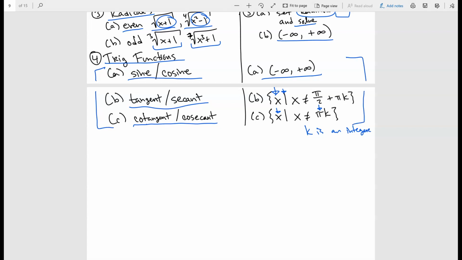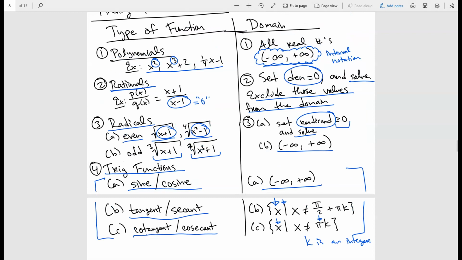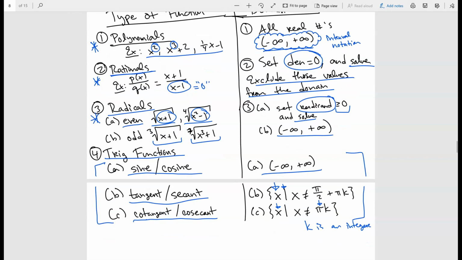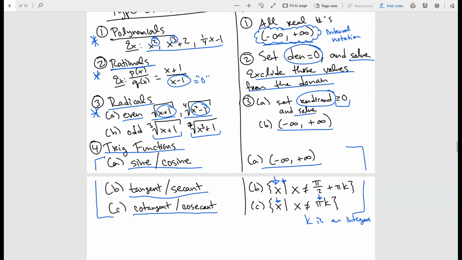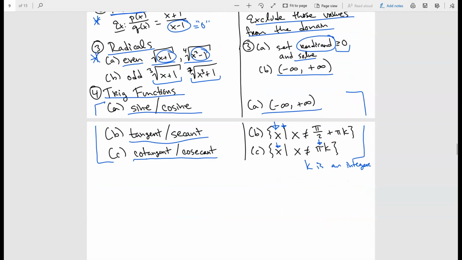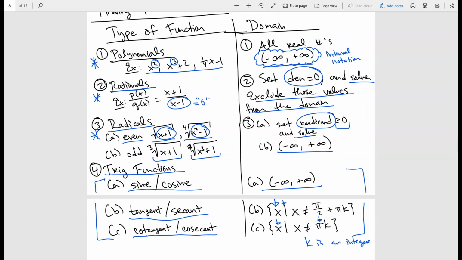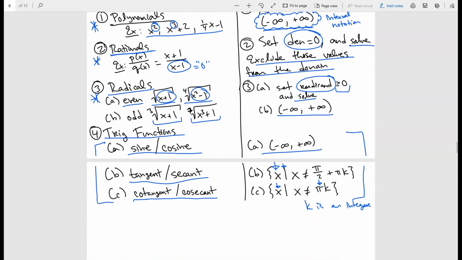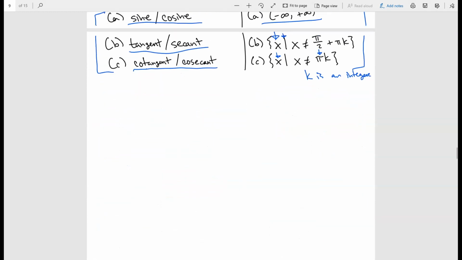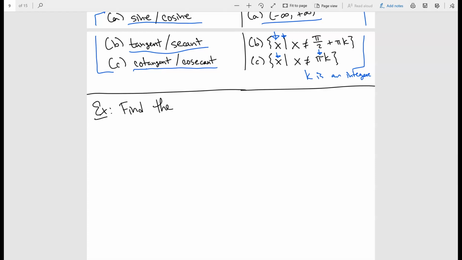So for right now, don't worry so much about the trig, but do put a star next to the polynomials, the rationals, and the radicals, because you will be doing those extensively in this chapter, and later on as well. I think the best thing to do when we're trying to find the domain is just do a couple of examples to get good at that. So let's start off by saying find the domain.